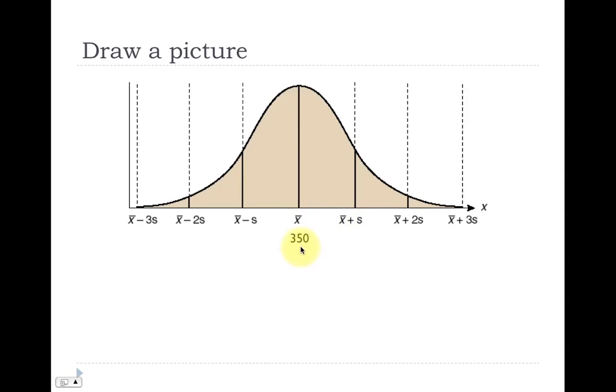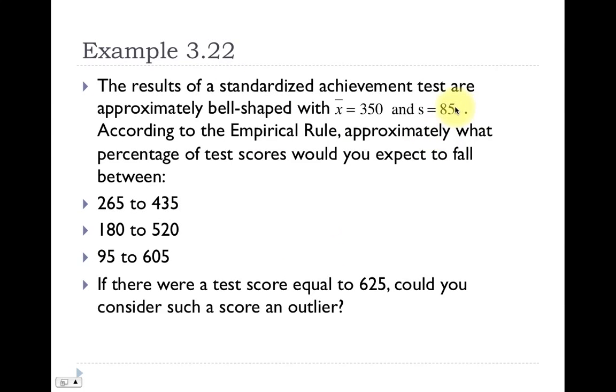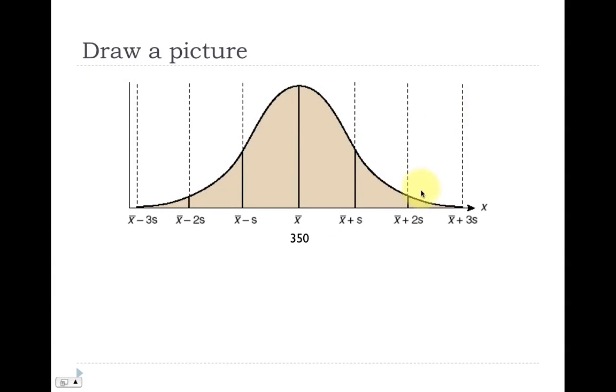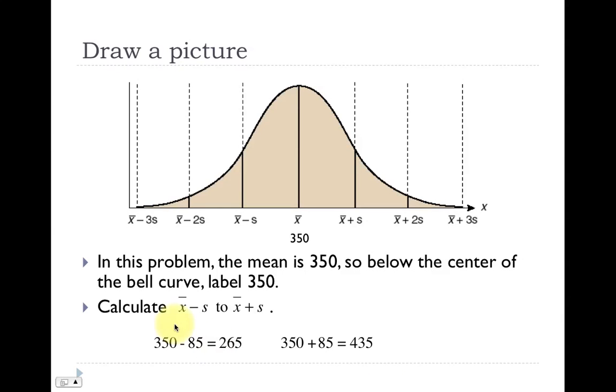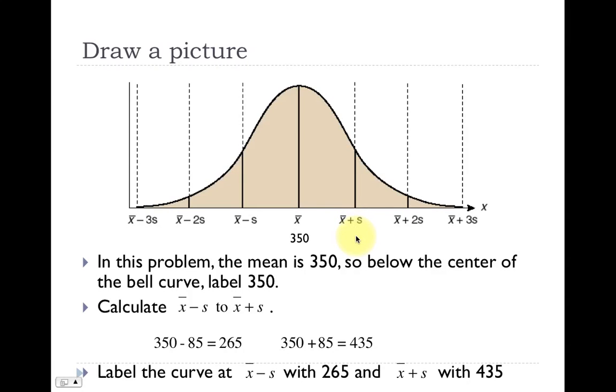So if you take 350 and you add 85, 350 plus 85 is going, well, okay, here we go. We're going to take 350 minus 85 and get 265. That's going to be X bar minus S, and we'll label that right here. And then 350 plus 85 is X bar plus S, and we'll label that here. Okay, so we have 265 and then 435 with the mean in the center.